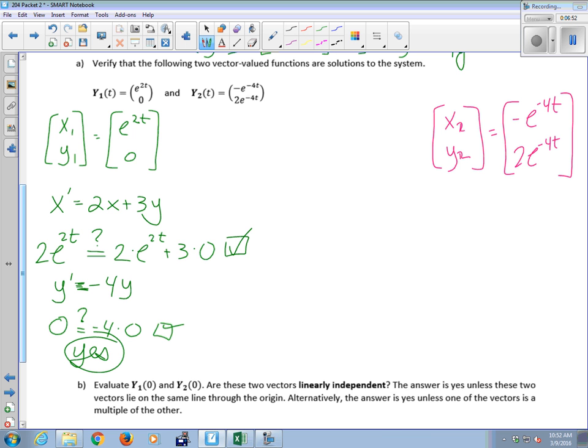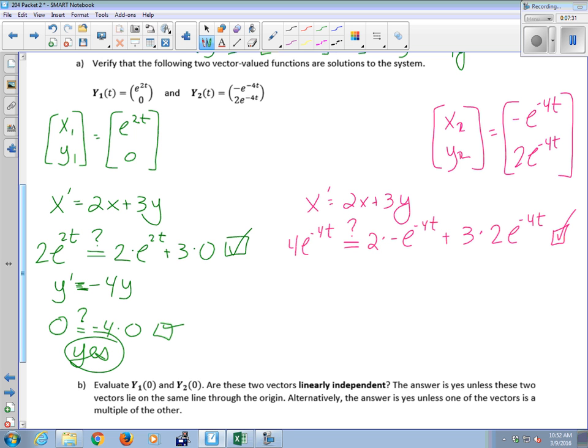Let's look at the one over here. Okay, so I'm going to start with my x prime equation, 2x plus 3y. And in this case, x is negative e to the negative 4t. So what would x prime be? 4e to the negative 4t. And we're checking, does that equal 2 times x, which is negative e to the negative 4t, plus 3 times y, and y is 2e to the negative 4t, given. Are those actually equal? Yes.